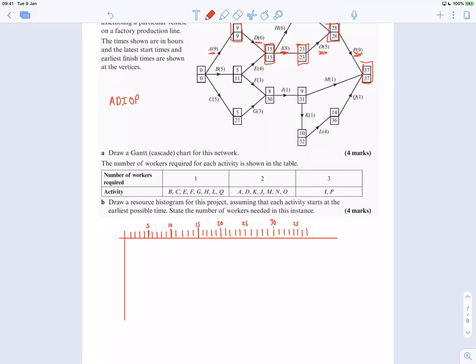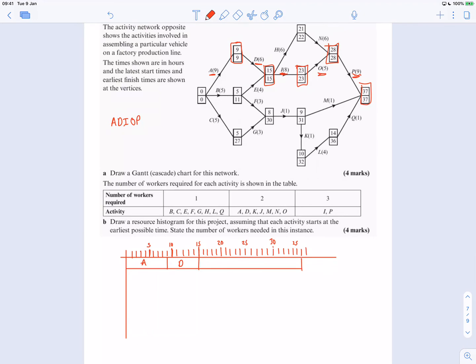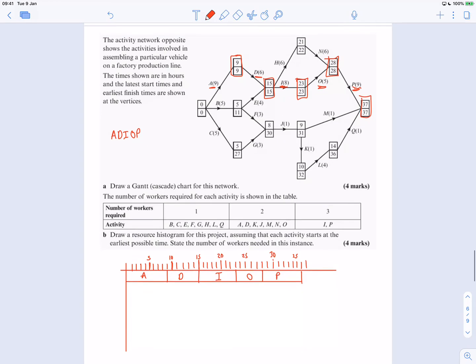So A is 9, so that means I'm going to have a box like this, from 9, like that, that's A. Then D is 6, that's going to go up to 15. Actually, might as well just draw a long thing up to 37, like that. This is D. Then I is 8 up to 23, so that's I. And then O is 5, so that's up to 28, so that's O. And this is P. So that's the A, D, I, O, P done.